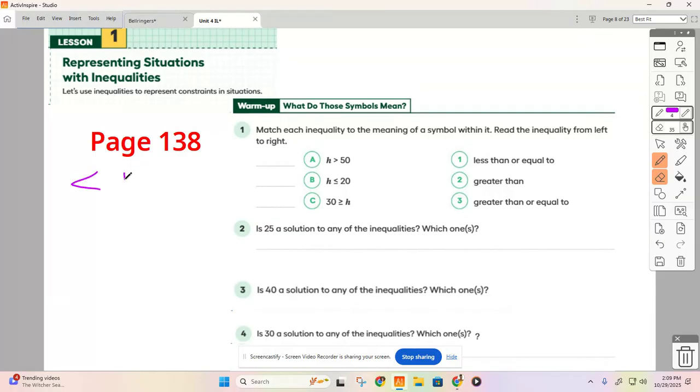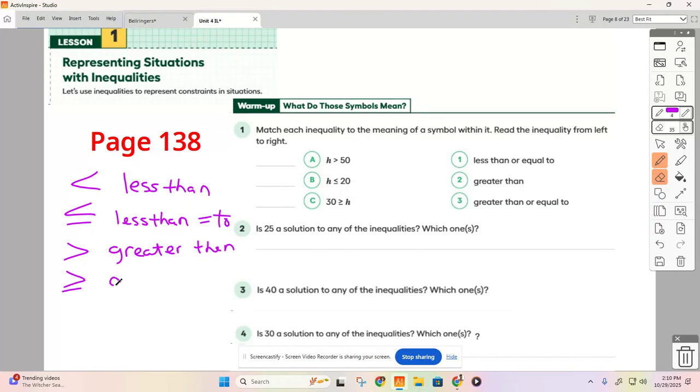Remember that this is the less than. This one is less than, equal to. Greater than. Greater than, equal to. The other important things that we talked about was the fact that when you're graphing it, if it's a less than or greater than and not equal to, it's a hollow circle. When it's equal to, that circle gets filled in.